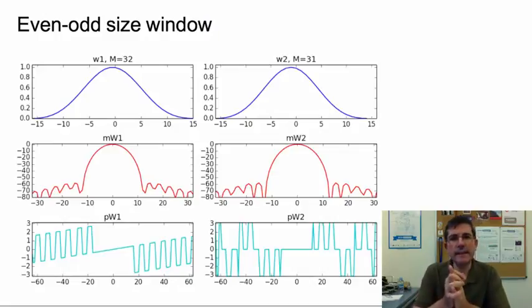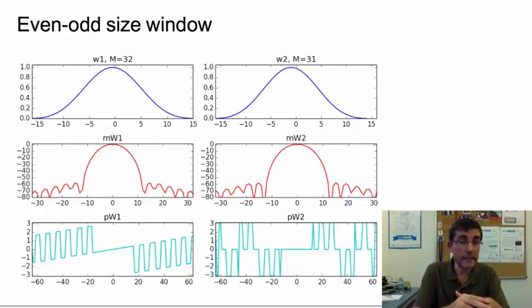Okay, another important issue that has a significant effect, even though it's a tiny difference, is the concept of even and odd size window. So we can take the same window and have a size 32, which is an even size, or we have a size 31, just one sample less, and it's an odd size. If we look at the magnitude spectra, they basically look the same. The difference is not significant, but the phase spectrum is quite different.